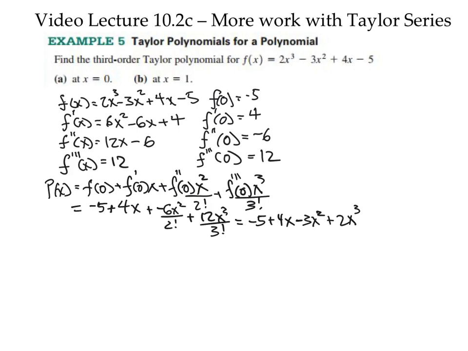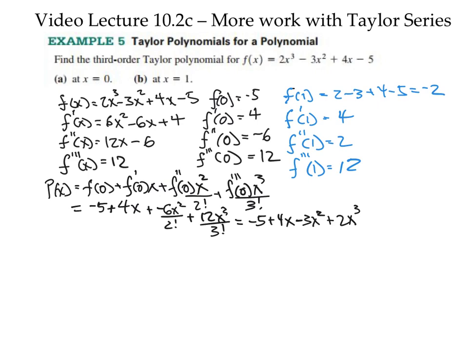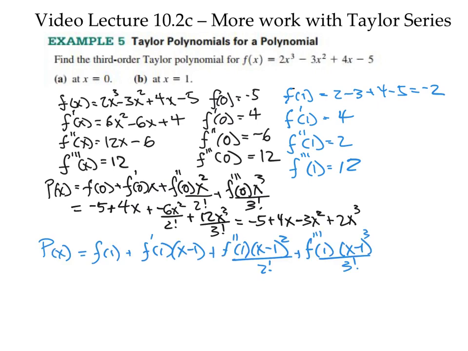To figure out the Taylor polynomial for this function at x equals 1, we're going to need to evaluate the derivatives at 1. That really wasn't very hard either. So let's go ahead and write out the 3rd order Taylor polynomial for the original polynomial f centered at x equals 1. There's the pattern we have to follow. If I plug numbers in, I can see that f of 1 is negative 2. f prime of 1 is 4. f double prime of 1 is 2.